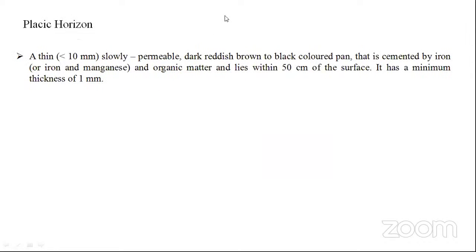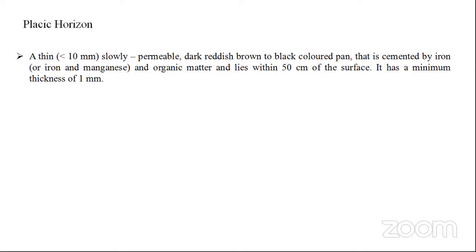And coming to the next, it is called placic horizon. It is a thin layer, students, very thin layer. Permeable, dark reddish brown to black color plane. It's a very thin layer that's cemented by the iron and organic matter. Lies within 50 centimeters of surface. It has a minimum thickness of 1 mm.